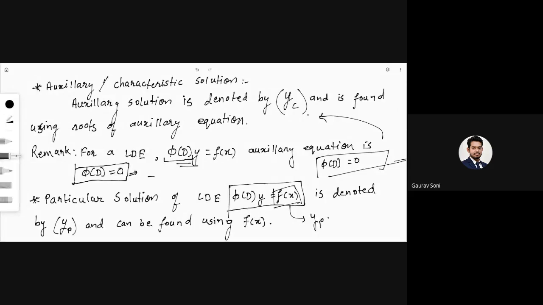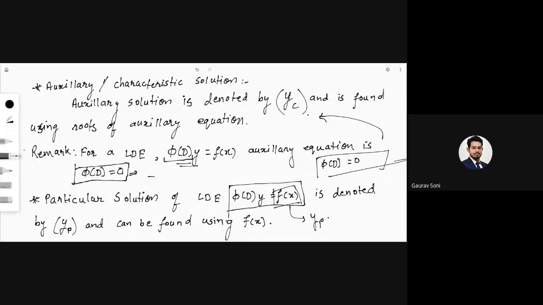So for any linear differential equation, I will need two things: yc, that is auxiliary solution, complementary solution, characteristic solution, whatever. And the other thing I'll need is the particular solution. Auxiliary solution can be found using the auxiliary equation, which is phi of d equal to 0. And particular solution I will be finding out using the right hand side f of x.